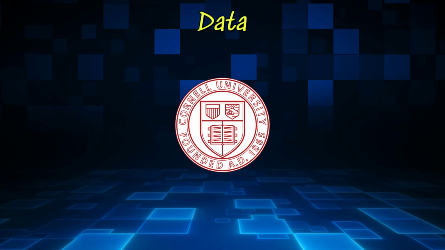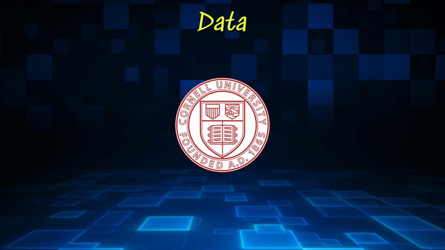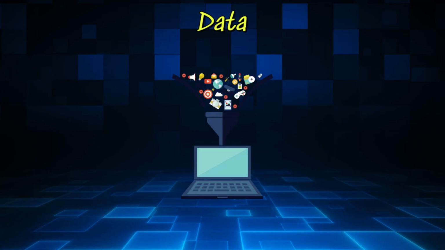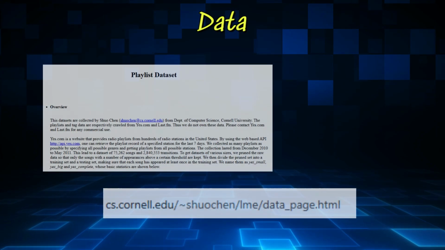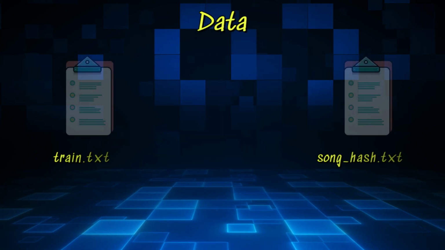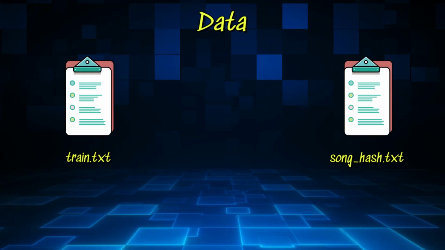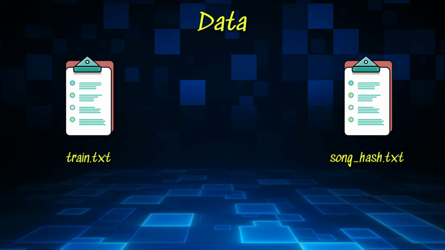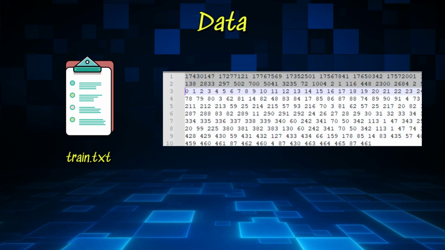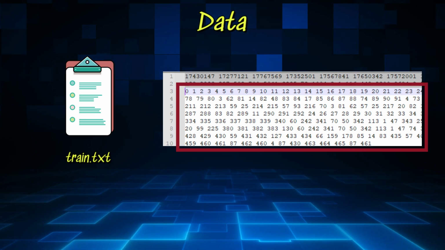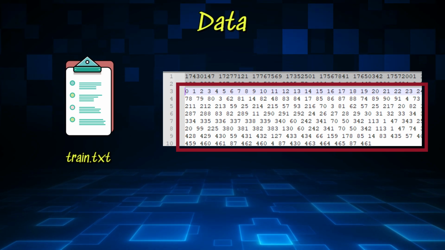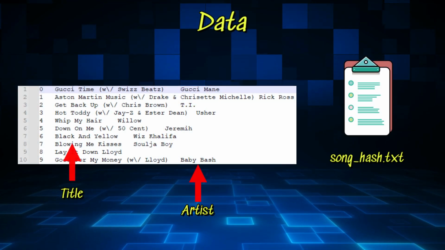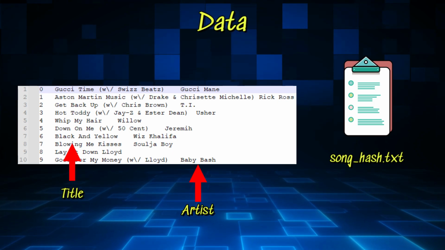Next step is data. For our project, we will be using open source data primarily from Cornell University called the Playlist Dataset. This dataset contains many playlists specifying all possible genres and getting playlists from all possible stations. You can download this data for free from this website. In this dataset, we will be using two main files, train.txt and songhash.txt. The first and second lines of the train.txt file contain the metadata of the file. Starting from the third line is the actual playlist data where each song is represented by its integer ID. The song hash file contains the mapping of these song IDs to its title and artist name.